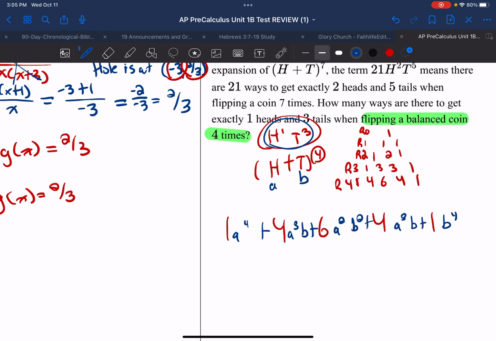H is my A, T is my B. So I'm looking for A1, B3. Oh, sorry, that should be A1 right here. My bad. I got a little ahead of myself. That should be A1, B3. And that is what I'm looking for. So that gives me 4H1T3. So there are 4 ways to get that.